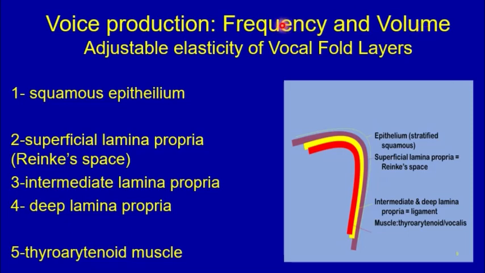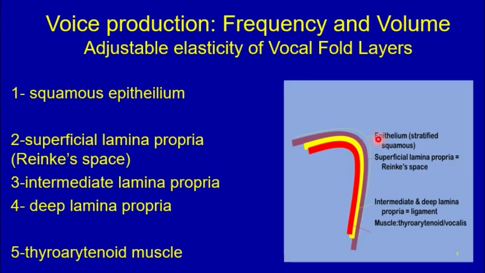The frequency of the vibrations is the frequency of the voice produced, the number of cycles per second. Adjusting the elasticity of the vocal fold layers can adjust the frequency and the volume of the voice produced. The vocal fold itself is not a single structure. It is formed of five different layers.